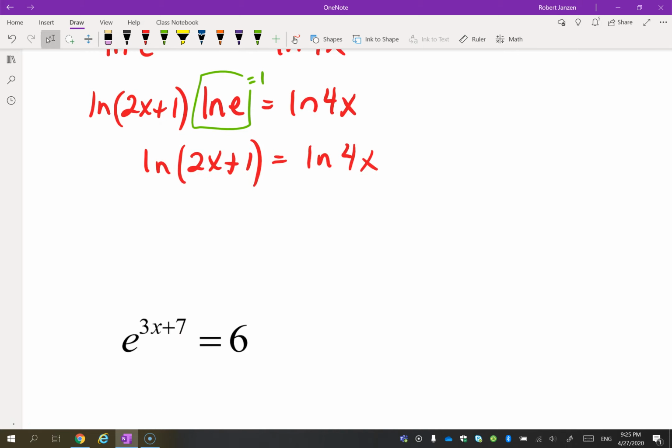Okay, and now what kind of situation do we have here? We have logs on both sides. What do we do when there are logs on both sides? Well, if we have log of something equals log of something, those two somethings equal each other. So then I get this, and I get x is half.